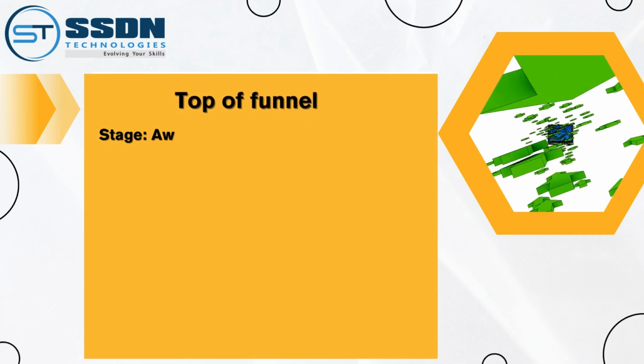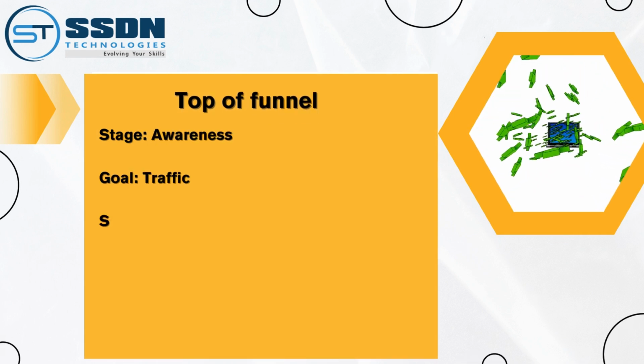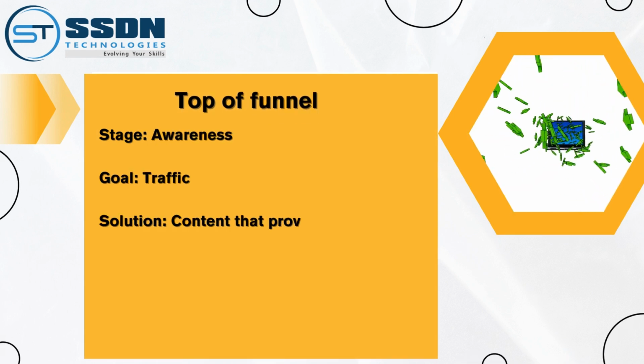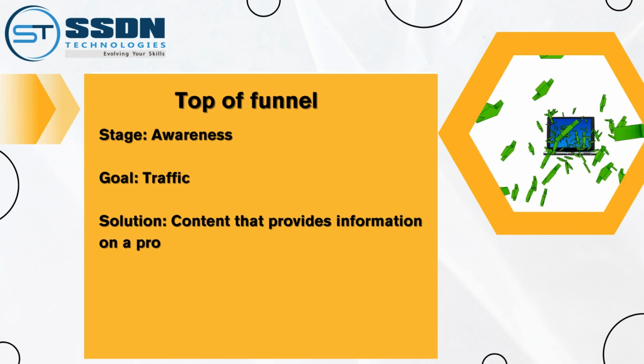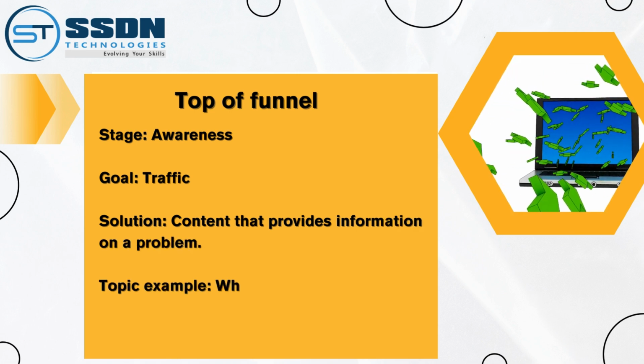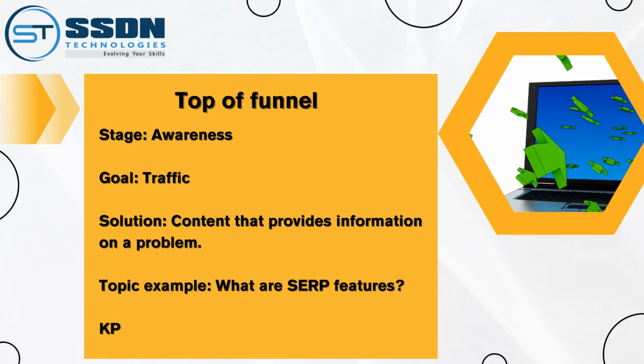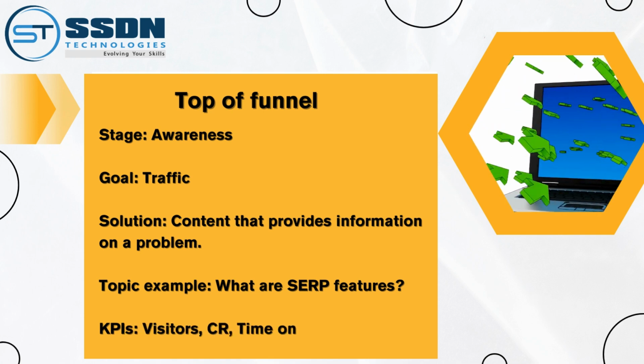Top of funnel. Stage: awareness. Goal: traffic. Solution: content that provides information on a problem or topic. Example: what are SERP features? KPIs: visitors, CR, time on page.